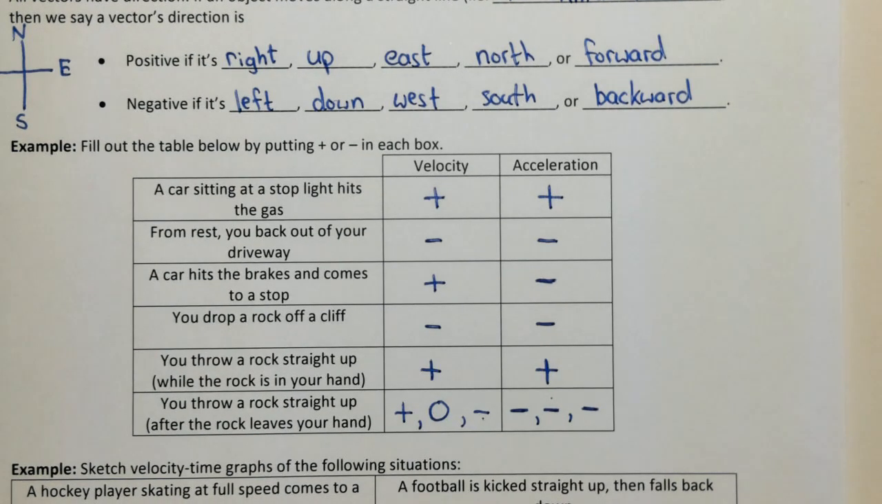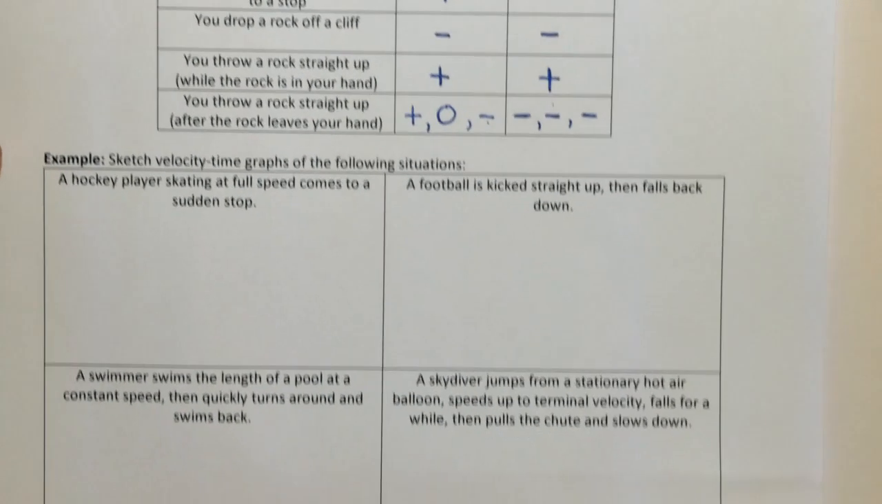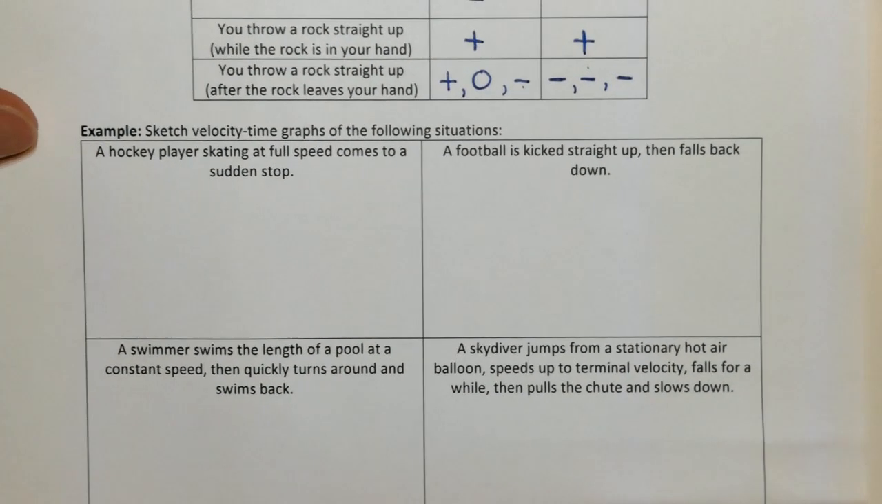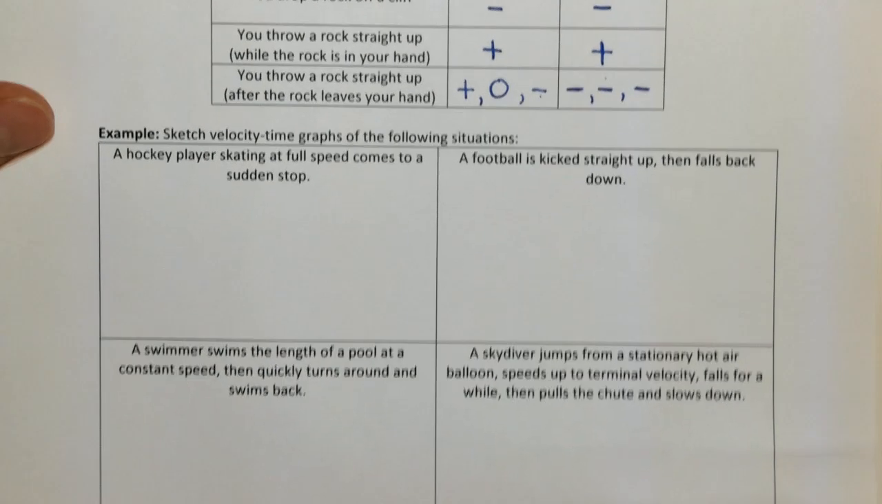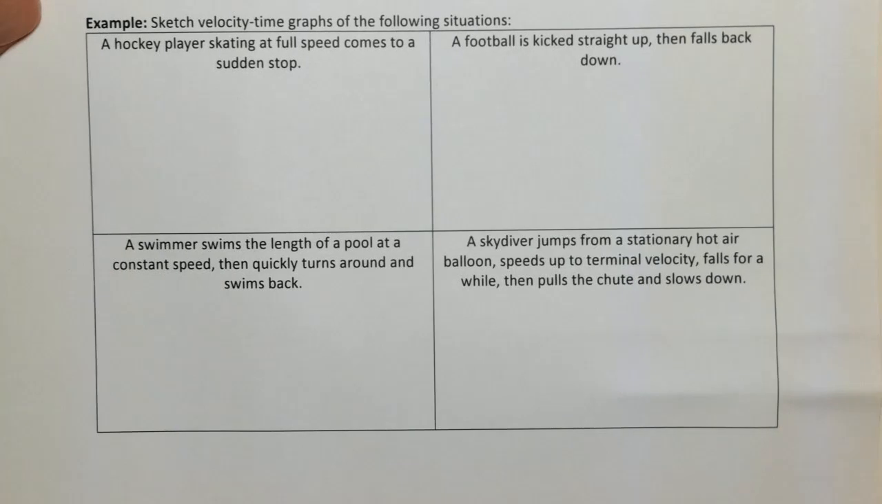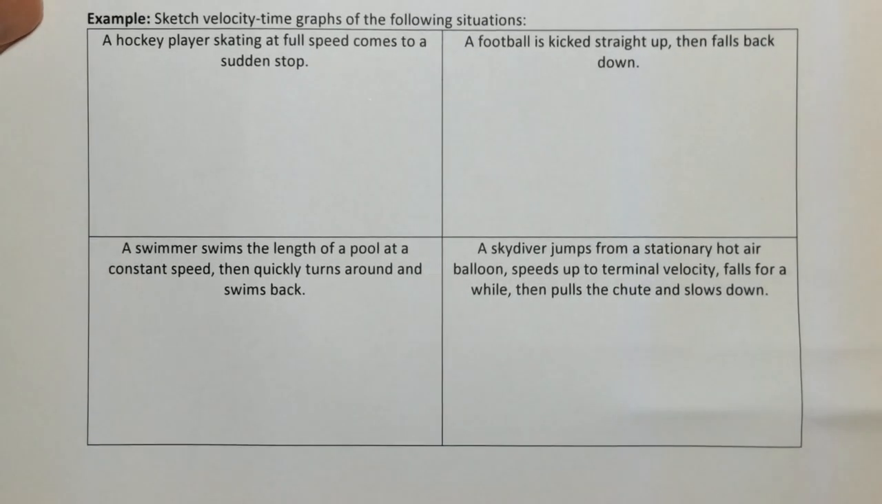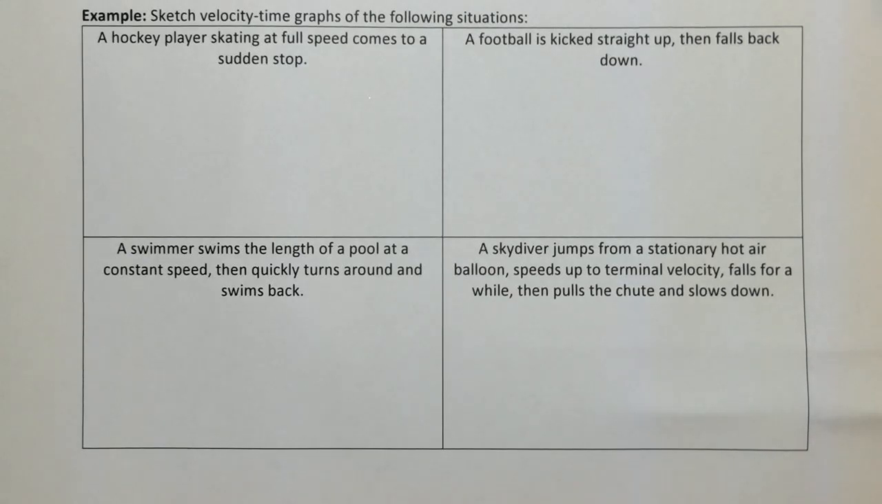I want to shift gears for a bit and talk a little bit more about graphs. Now that we know about position, velocity, and acceleration, I think we want to start getting to a point where we can start doing graphs of position and velocity and acceleration. And to help us get to that point, we're going to look at a couple of velocity graphs for a couple of velocity situations.